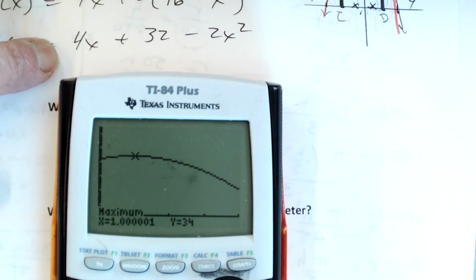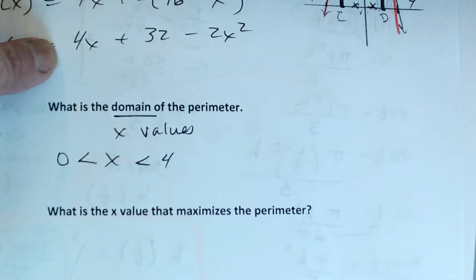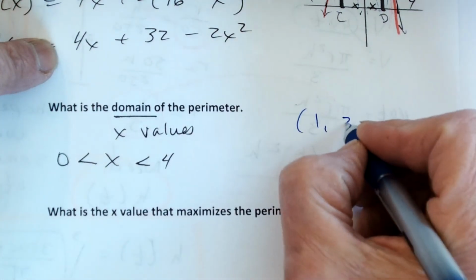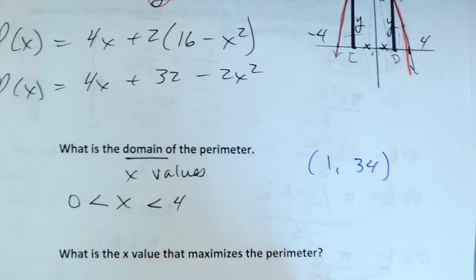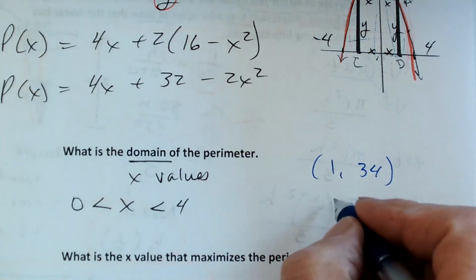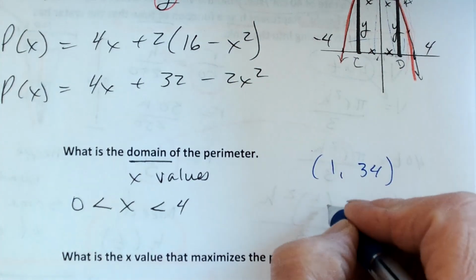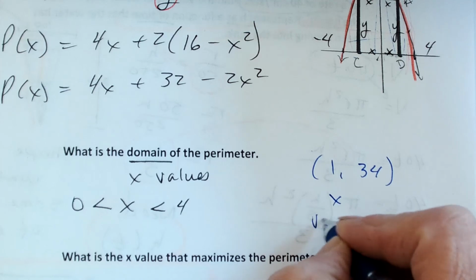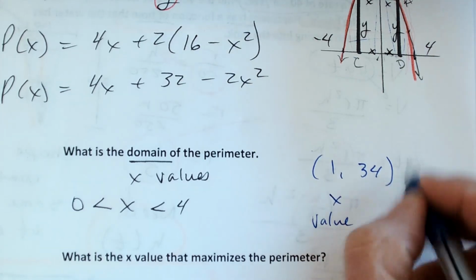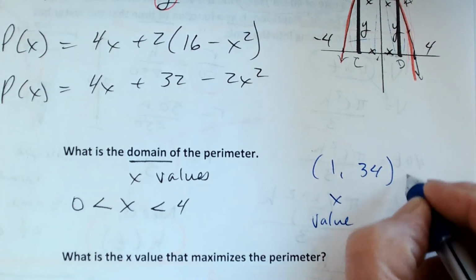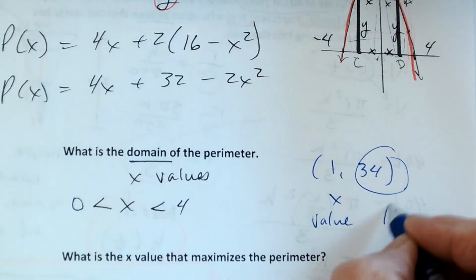So I get about 1 and 34. Okay, so my point is 1 comma 34. What does that mean? Well, that's x, y, but x is the x value, right? That is my x value. And then my 34 is my perimeter, because that's my p, that's my perimeter.